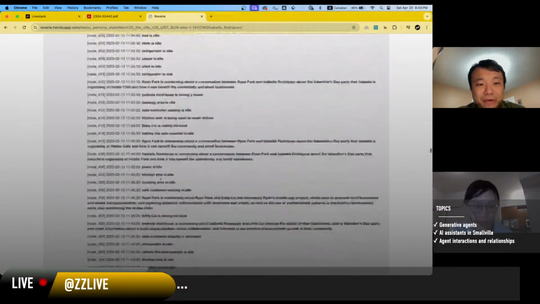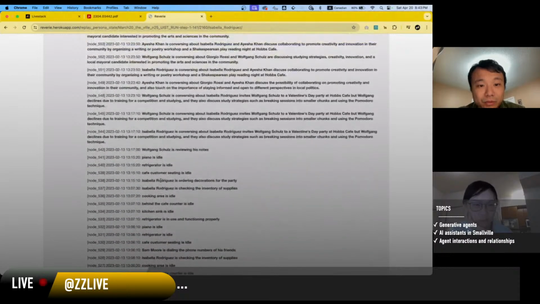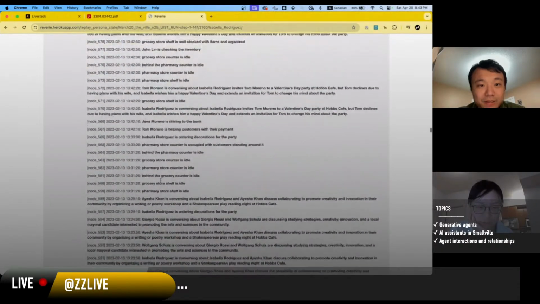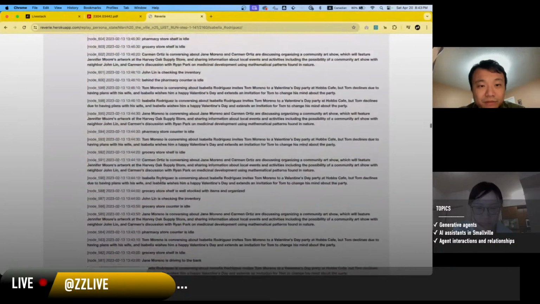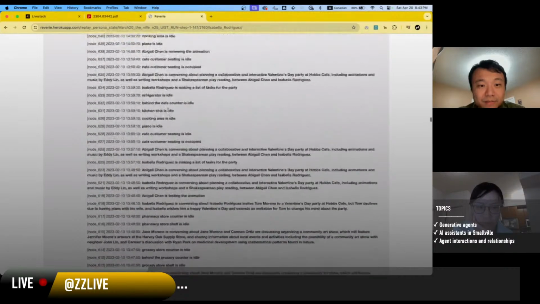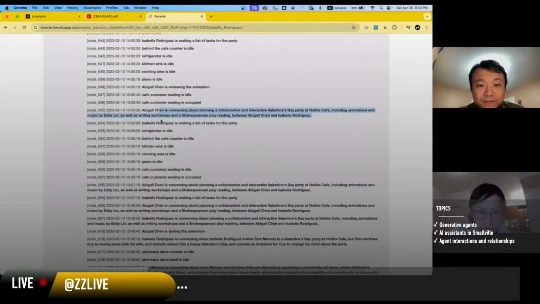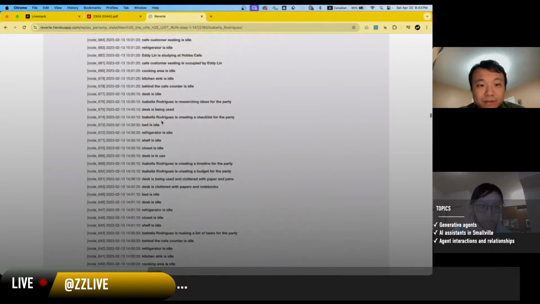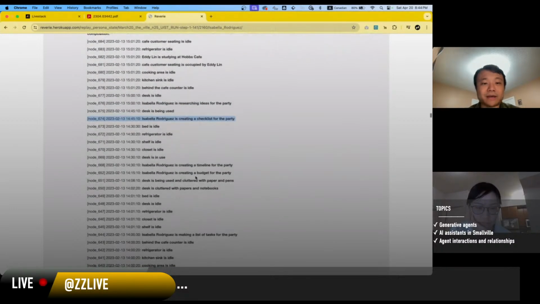But I think by the 13th, Isabella already wants the plan for the party. So what triggers her? When did she start preparing for the party? Still conversing. They've already started mentioning Valentine's Day. Conversing. Isabella reaching ideas, researching ideas. Okay, creating the budget, creating a timeline, checklist, ideas.